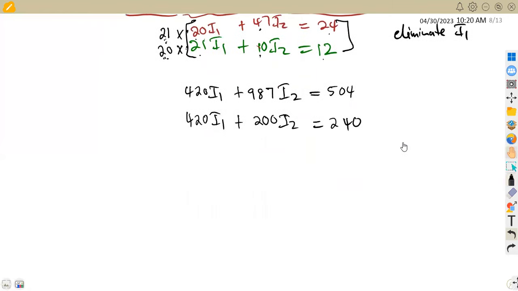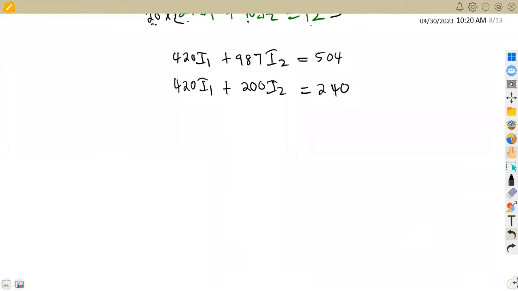So from these two equations, we can see that now I1 and I1 are the same. We are having 420, 420. These are the same signs. If the signs are the same, you simply subtract. Whether it's a minus and a minus, as long as the signs are the same, you subtract your equations. So this is my equation 1, this is my equation 2. So I'm going to have equation 1 minus equation 2. If I subtract, 420 minus 420 is 0. I've eliminated I1. I1 is no longer part of my equation.